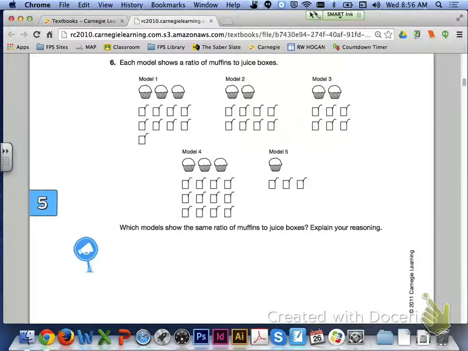So let's go ahead and take a look at number 6 to finish up problem number 2. It says that each model shows a ratio of muffins to juice boxes. What they want you to figure out is which models show the same ratio of muffins to juice boxes, and then make sure that you explain your reasoning. So go ahead and do that to finish up problem 2 with your group members.